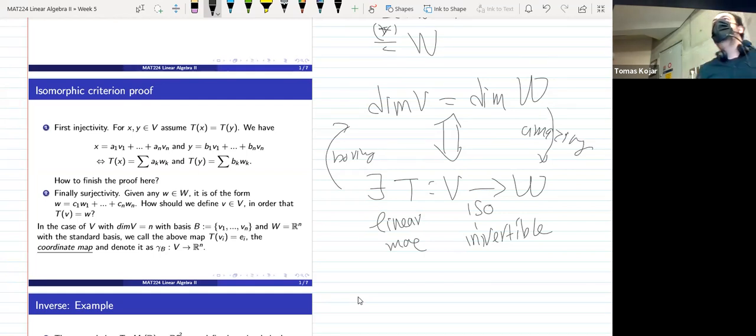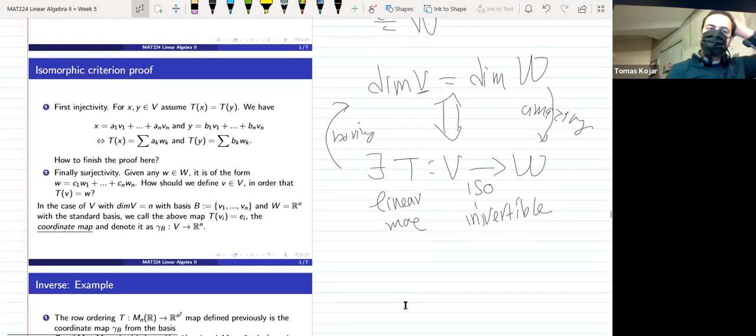Right? Because if you know that you have the map, then you just send basis to basis, so you will have n and n. But the amazing result is, if you just know that the size is the same, then you can have a linear map between them. I mean, that's stunning, but okay.